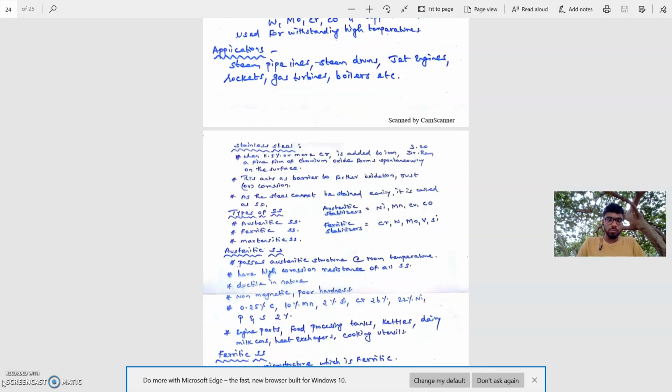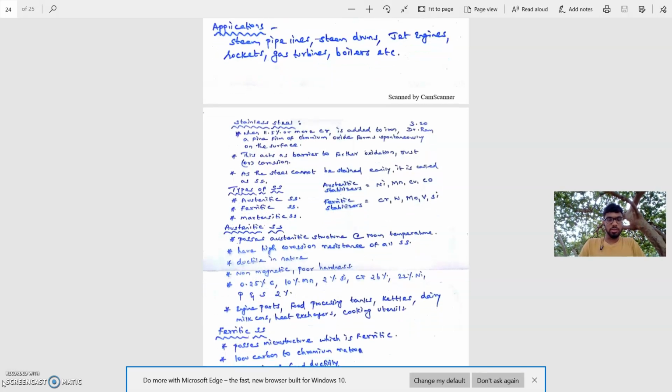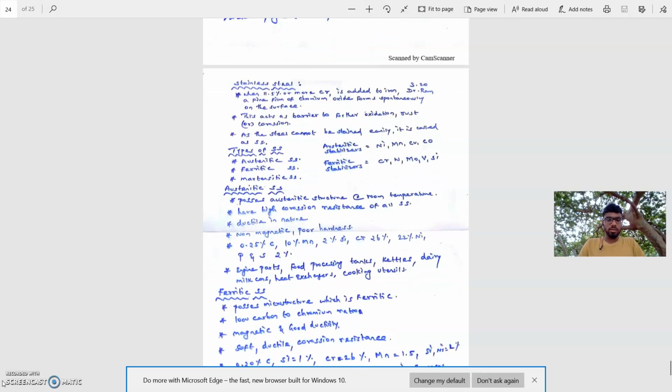So, stainless steels. When 11.5% or more chromium is added to iron, a film of chromium oxide forms spontaneously on the surface. This acts as a barrier to further oxidation or corrosion. As the steel cannot be stained easily, it is called stainless steel. Types of stainless steels. There are three types of stainless steels: austenitic, ferritic, martensitic.